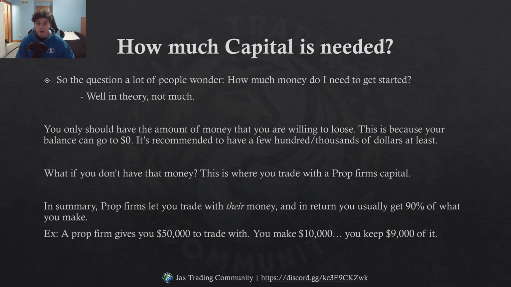So what do you do if you don't have money? This is where you trade with a prop firm's capital, which is what I do. I'll explain prop firms later in the course, but in summary, a prop firm is a company that lets you trade with their money, and in return you usually get about 90% of what you make. For example, a prop firm gives you $50,000 to trade with, you make $10,000, and you get to keep $9,000 of it. It's pretty awesome, and that's what I do.